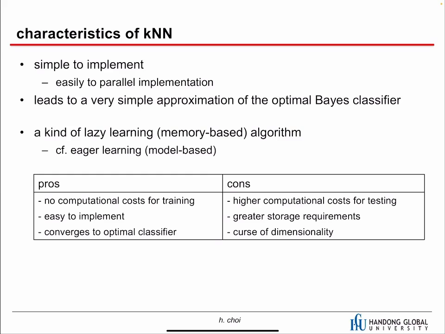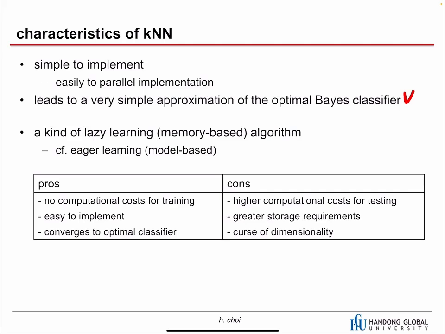And it's easy to parallelize. Instead of calculating the distance between the test sample and all the training samples step by step, we can calculate these distances in parallel. So it's easy to parallelize. And it leads to a very simple approximation of the optimal Bayes classifier. This is quite important. The optimal Bayes classifier is kind of the ideal classifier. No matter what kind of classifier you have, it cannot be better than the optimal Bayes classifier. It's optimal, okay?